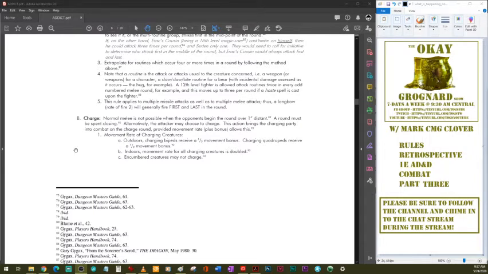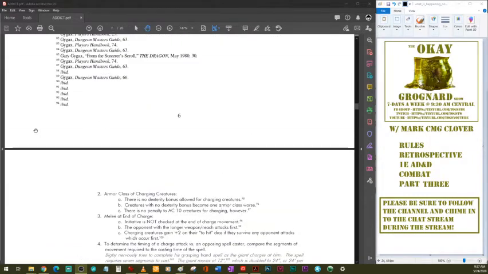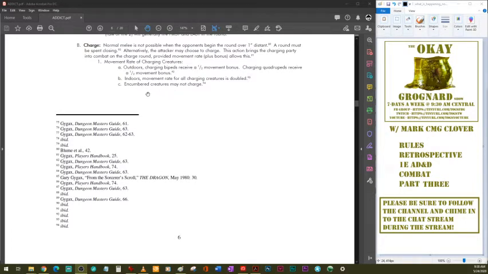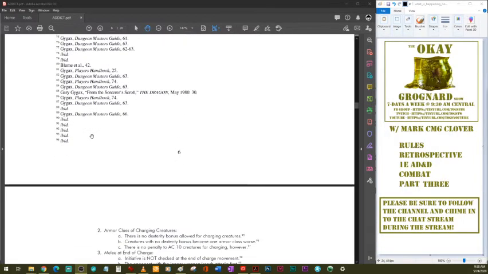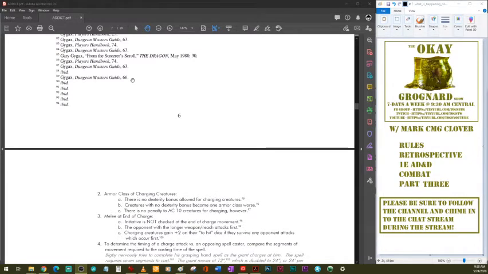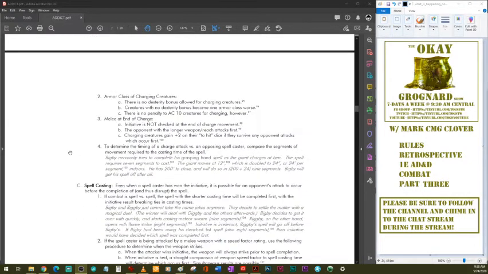1. Movement rate of charging creatures. Lowercase a. Outdoors, charging bipeds receive a 1/3 movement bonus. Charging quadrupeds receive a 1/2 movement bonus. Lowercase b. Indoors, movement rate for all charging creatures is doubled. Lowercase c. Encumbered creatures may not charge. So you've got to be at your full base movement rate to be able to charge. If you're encumbered at all, you may not. You'll find that in the Dungeon Master's Guide, page 66. It's all part of that there. Number 2.